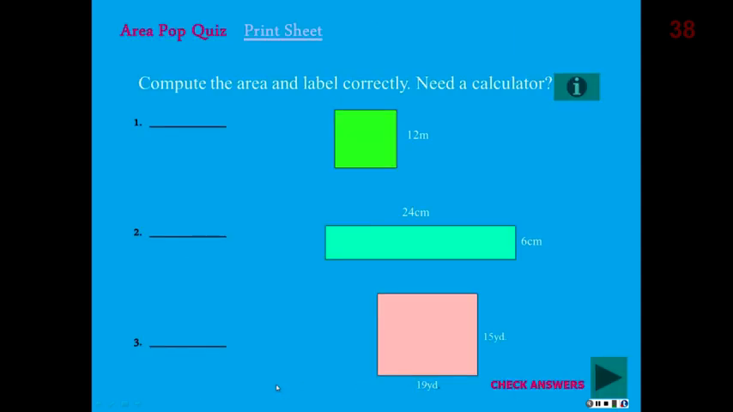Okay? All right, now do the area. Everybody take a minute and do the area for these rectangles. And that square. Number 1 is a square.